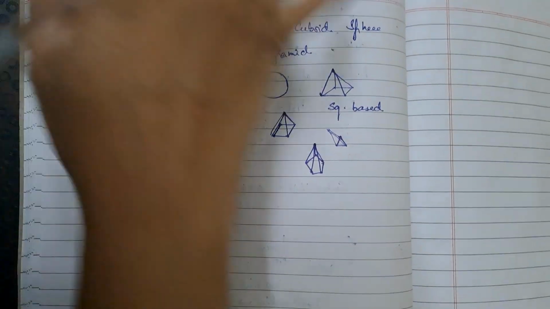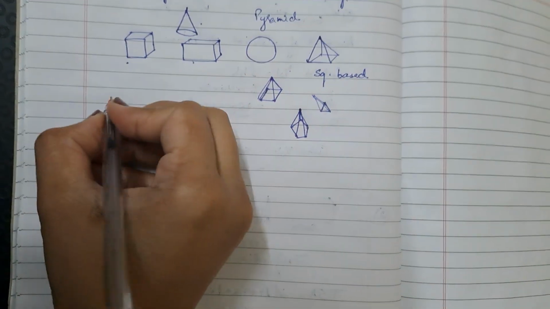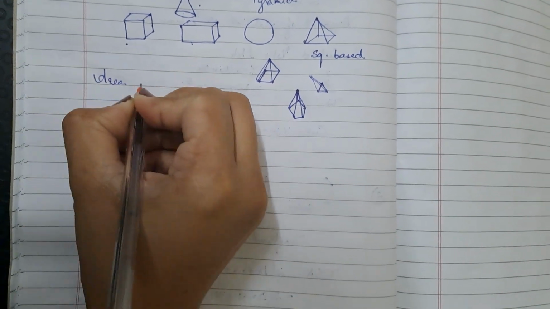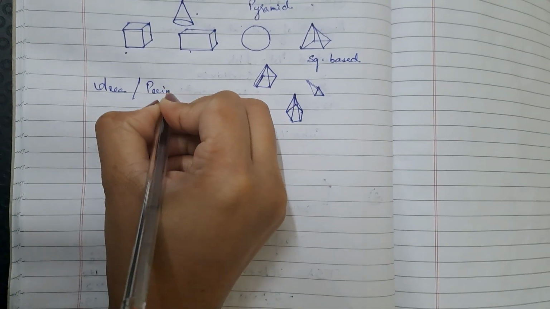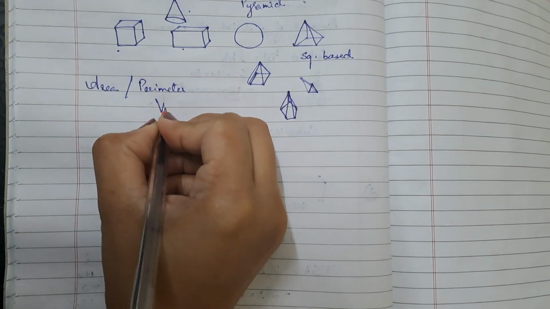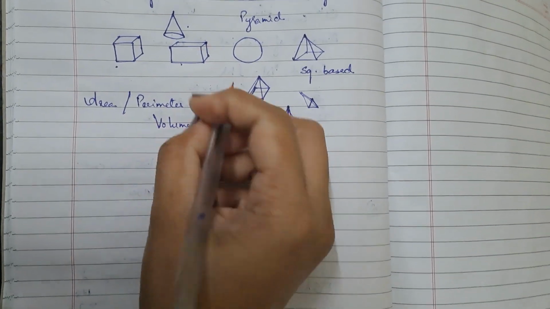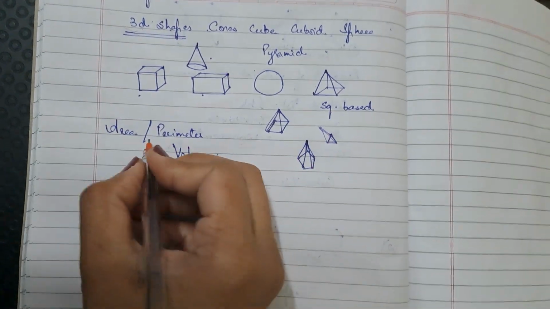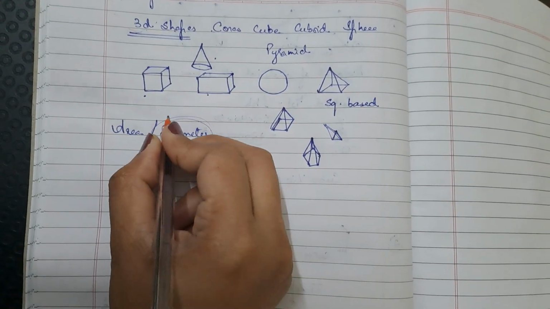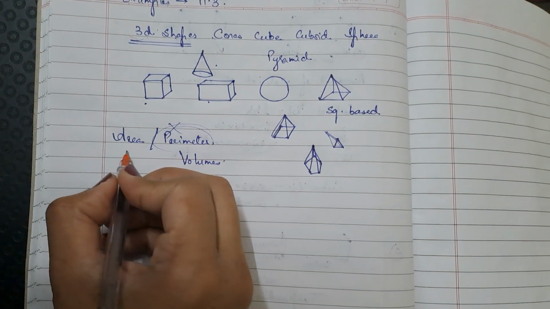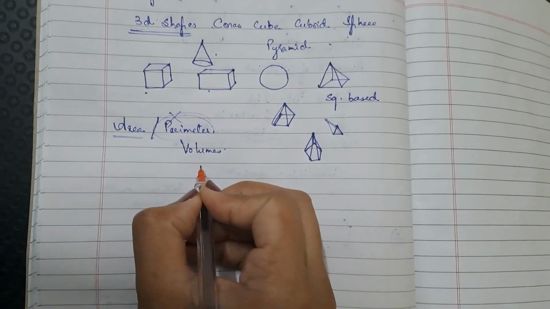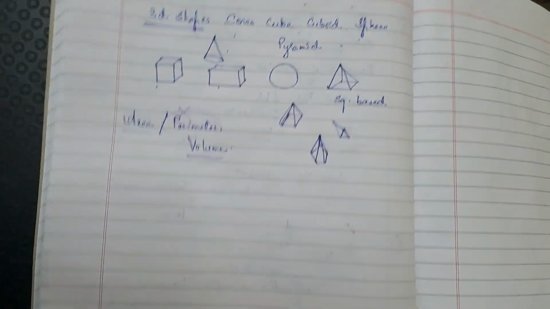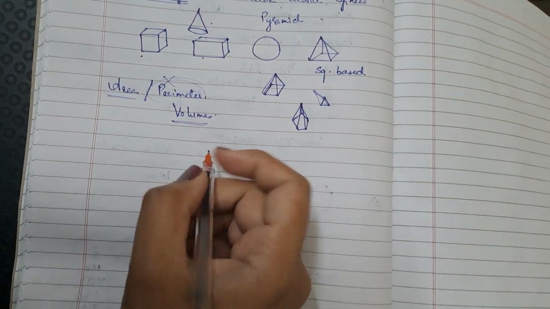After this, since we are talking about the mensuration chapter, mensuration usually deals with areas, perimeters, and volumes. Now when we are talking about 3D shapes, in 3D shapes we usually do not have the concept of perimeter. We have only the concept of area and volume. So this is the concept that we are going to talk about.